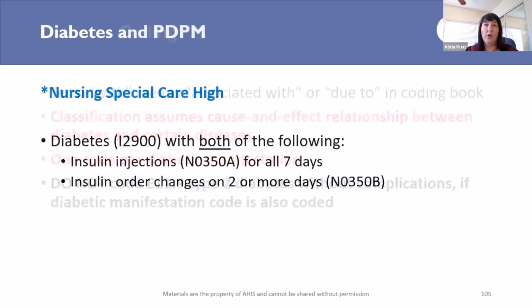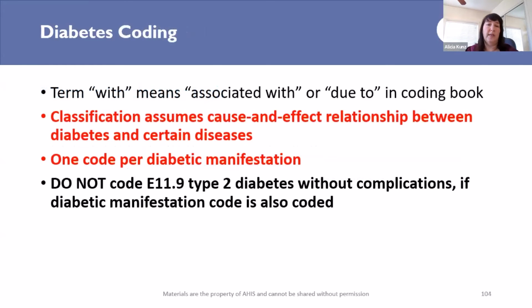Now, the default code for diabetes when you're looking it up is E11.9. That's diabetes without complications. Just be careful that you're not using that if they do have a diabetic manifestation. So don't use that if they have any complications. Next.